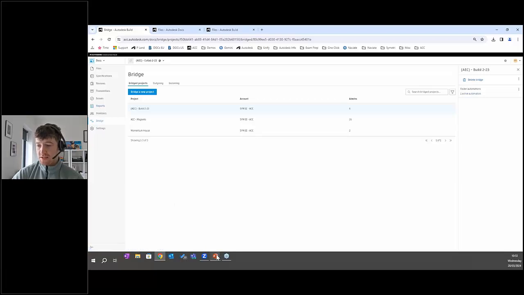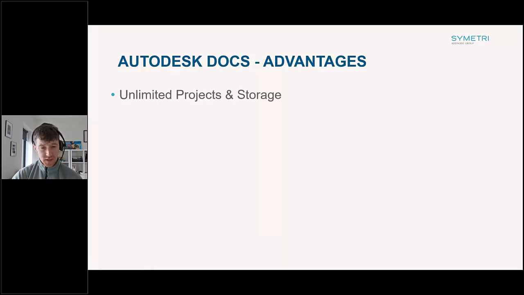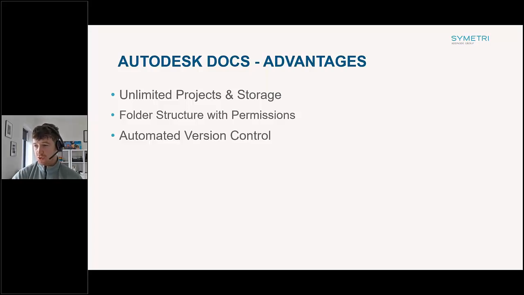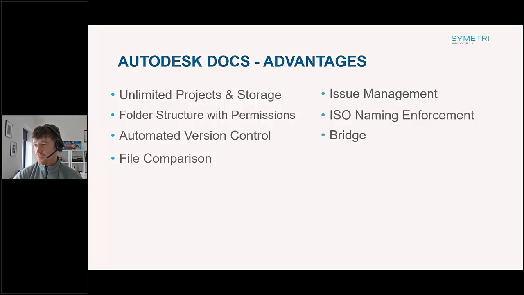So just to summarize this back inside here then, some of the advantages that Autodesk Docs has is, again, like I said, it has unlimited projects and storage. It has folder structures where you can set up to control permissions. It has that automated folder or automated version control. You can do file comparison within it. It can control all issues that are associated to a project, and it allows people to only see the issues that are assigned to them. You can do and enforce the ISO 19650 naming enforcement, and you can see that it also does automated bridge inside here. So again, if you have any questions, by all means, please do ask.